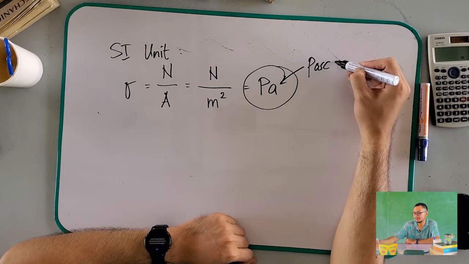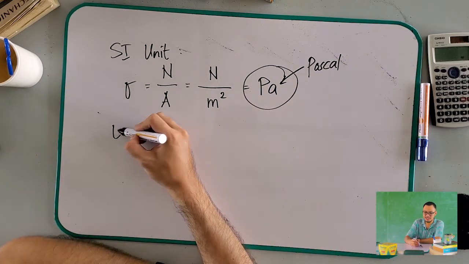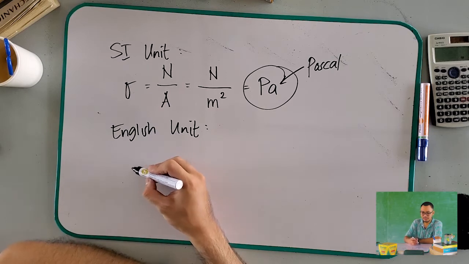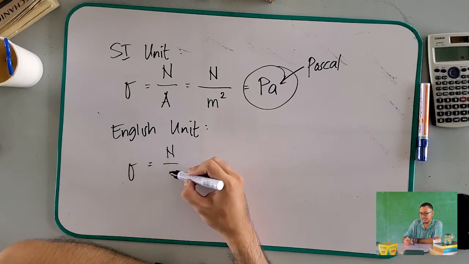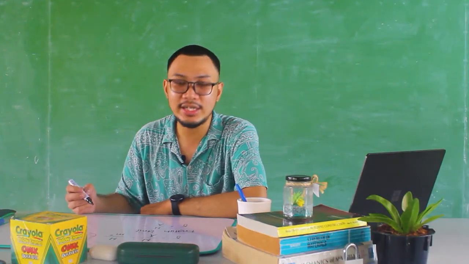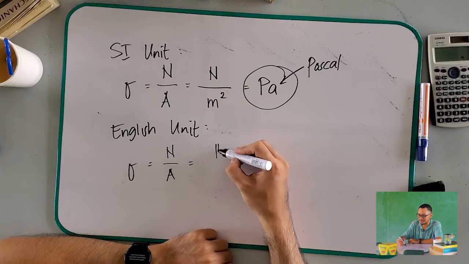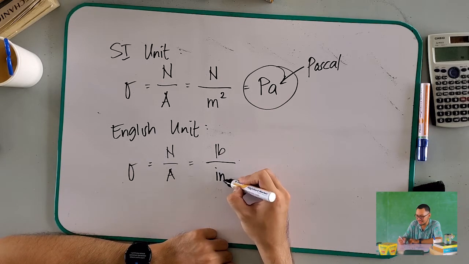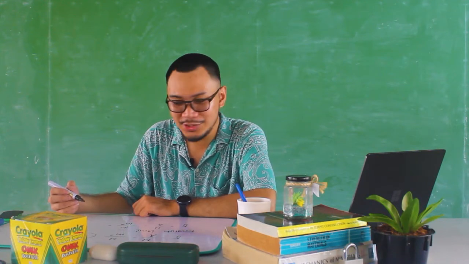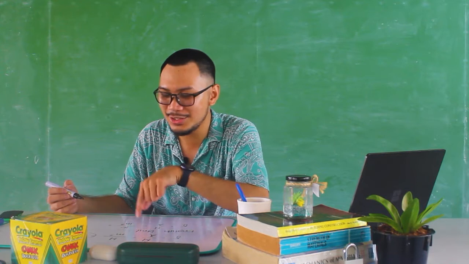Pascal. Now, in English unit, our formula of stress is again force over area. So its unit in force is pounds. Right? Our area is in inches squared. So what is this? As a shortcut, if N over m squared is Pascal, what is the shortcut for lb over in squared?